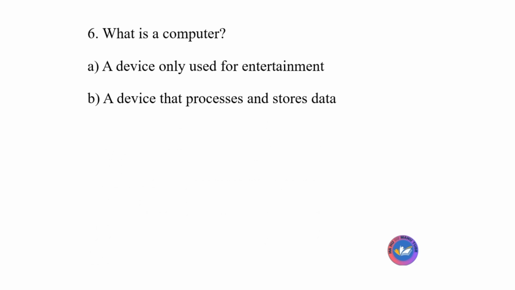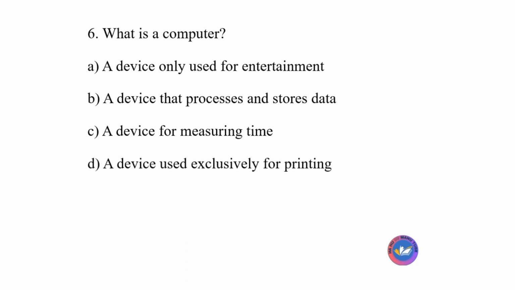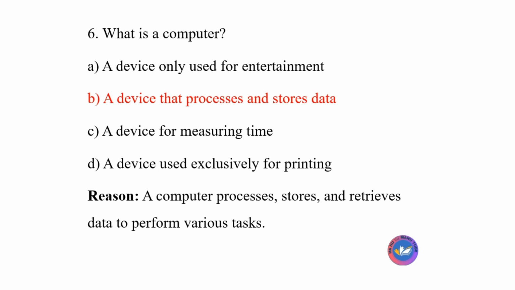Question number 6. What is a computer? A. A device only used for entertainment. B. A device that processes and stores data. C. A device for measuring time. D. A device used exclusively for printing. The answer is a device that processes and stores data. A computer processes, stores and retrieves data to perform various tasks.